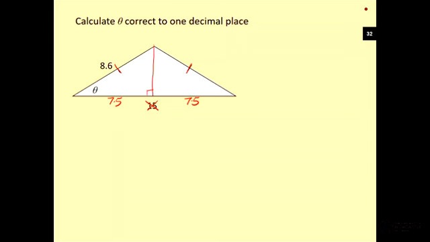Yep. I think there's a cos there. We don't have the opposite. The opposite is the line I introduced. We don't have it. I could find it with Pythagoras' theorem, but why bother? We've got what we need.